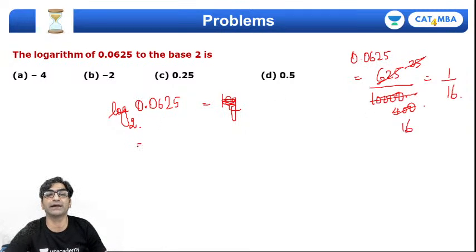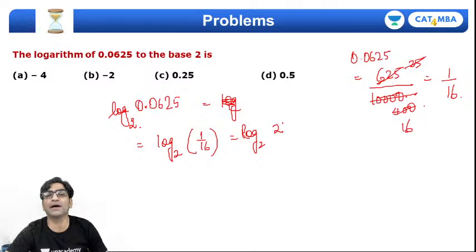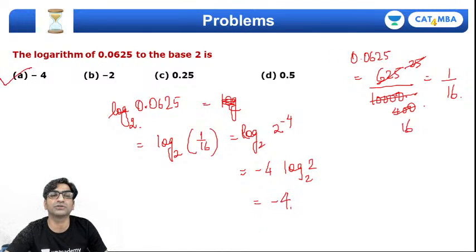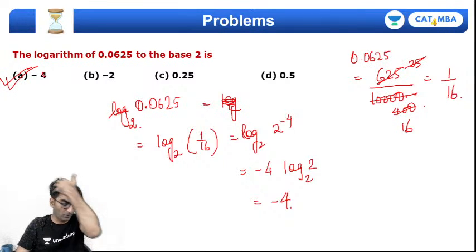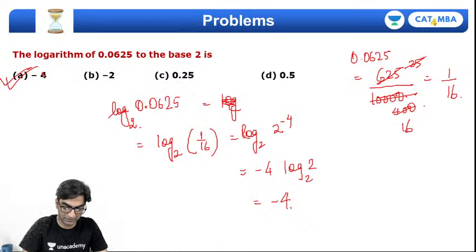So this becomes log in the base 2 of 1 by 16, which means log in the base 2 of 2 to the power -4. Whenever there is a power, it comes out of the log, so this will become -4 times log 2 in the base 2, which is obviously 1. So the answer is -4, or option A. Yeah, I certainly hope that this question is clear.